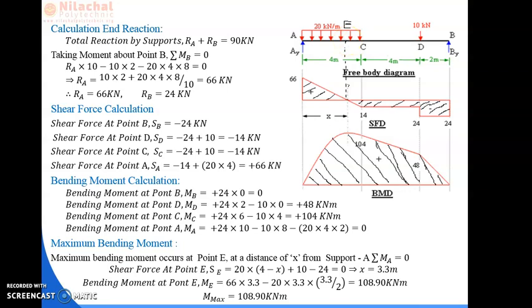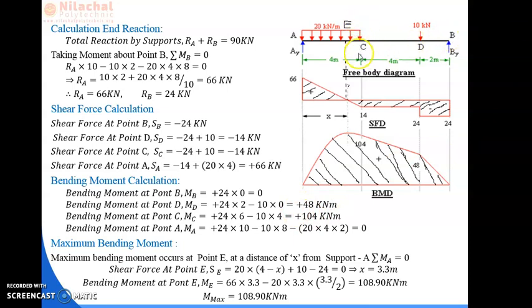Now we have to find out the maximum bending moment from the bending moment diagram. Next, let's go for the calculation of bending moment. At point B there is a reaction force RB and its value is 24 kilonewton, so 24 into 0 is equal to 0. Up to the point D, the moment at D will be 24 into 2 plus 10 into 0, so that is 40 kilonewton meter positive.